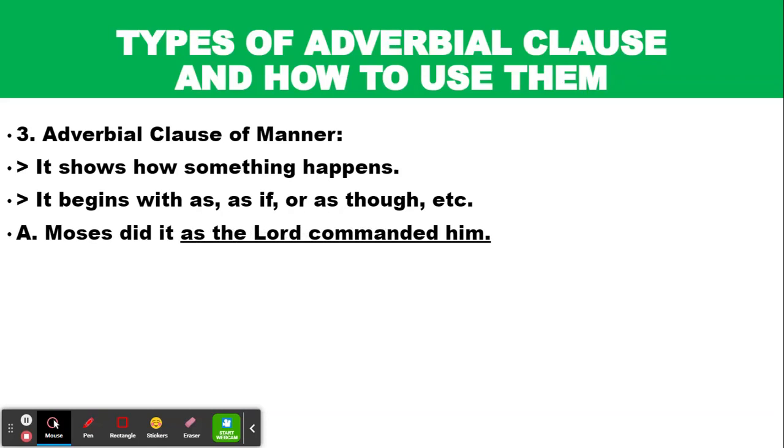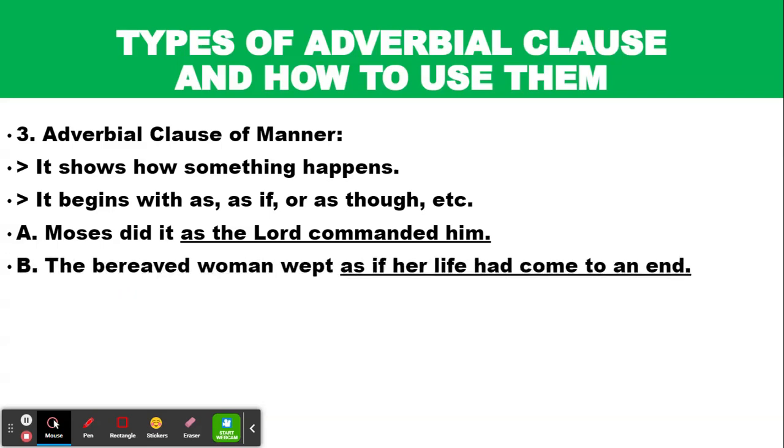Example A, Moses did as the Lord commanded him. How did Moses do? He did as the Lord commanded him. We can replace that with a single adverb of manner. We can say Moses did it well. Okay, Moses did it well. But here, Moses did it as the Lord commanded him.